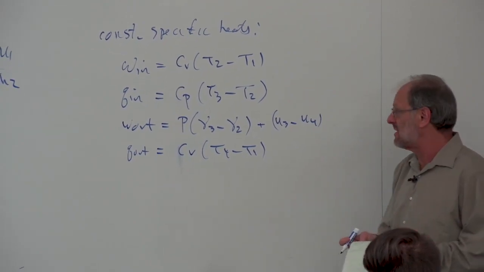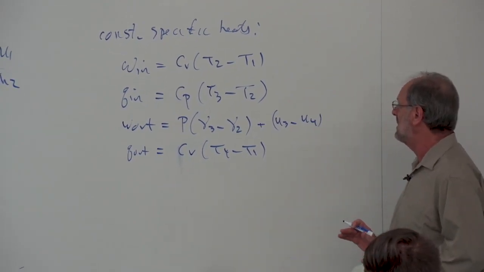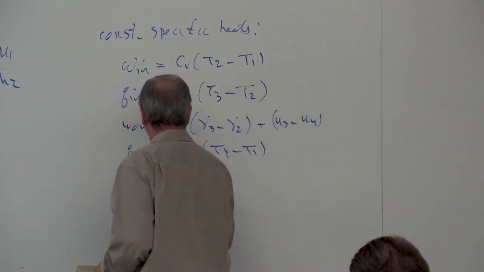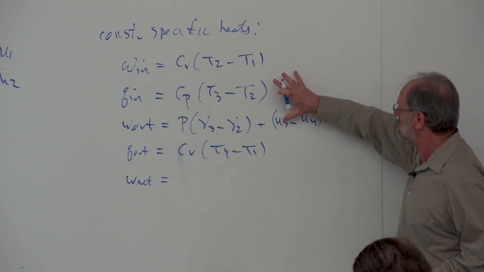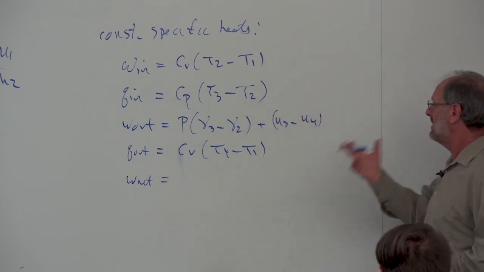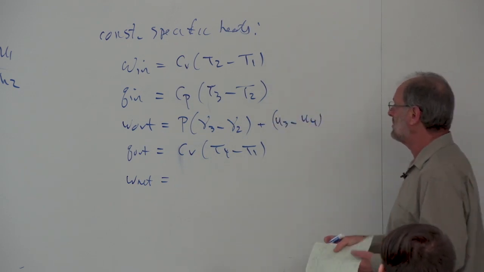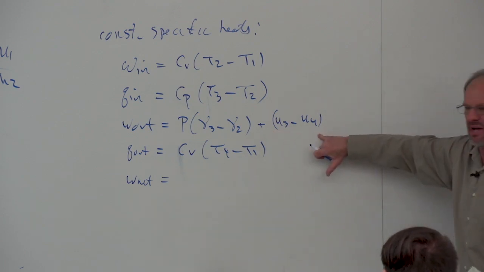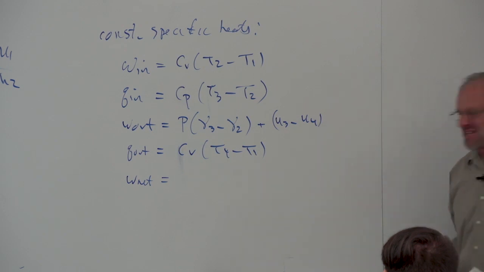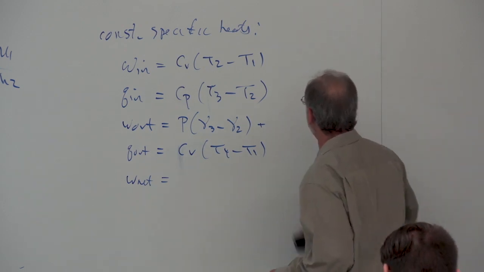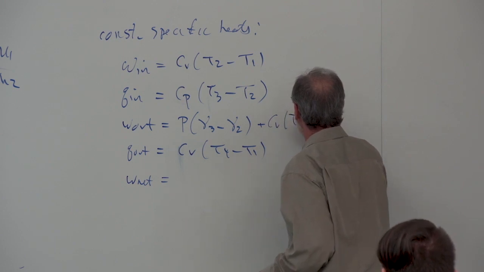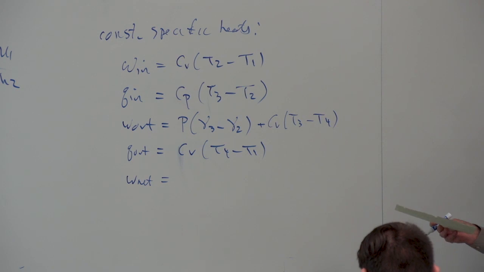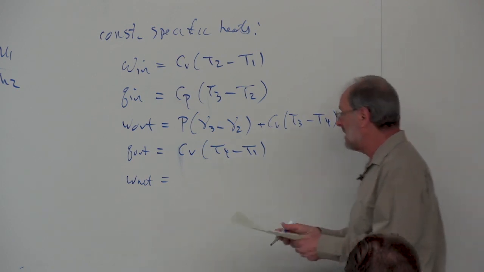I suppose just for completeness, I might also want to show the net work, since that is something that we're going to deal with. When I do subtract the work in from the work out, some of our terms are going to combine. And now, in fact, before I even get to that, I just realized I made another little mistake here. I forgot to turn this into a CV delta T term, right? So this should really say CV times T3 minus T4.